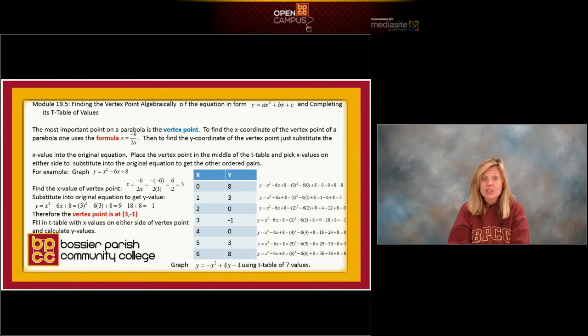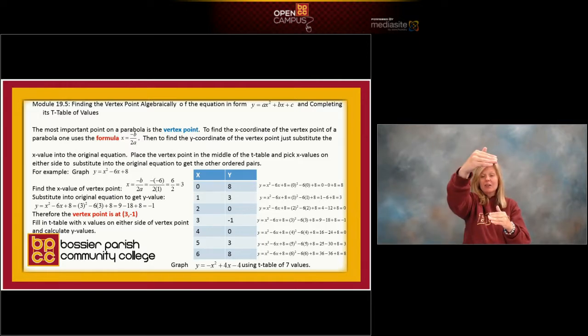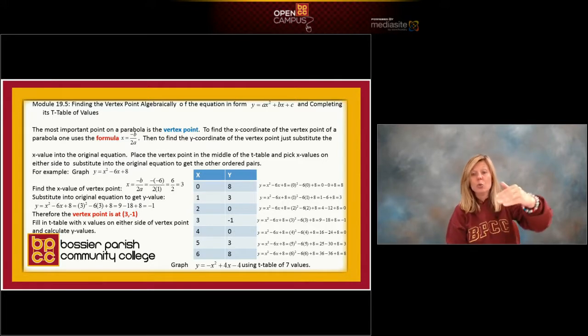I'm going to follow order of operations. I'm going to square first. 3 squared is 9. I'm going to multiply negative 6 times 3, get negative 18. So now I have 9 minus 18 plus 8, which when I calculate that, I get negative 1. So now I know in my t-table, my x value is 3, my y value is negative 1. That's the vertex point. It will stand alone. Now from x is 3, I'll count behind 3 values of x and ahead 3 values of x. And that's where I get 2, 1, 0 for x, 4, 5, 6 for x.